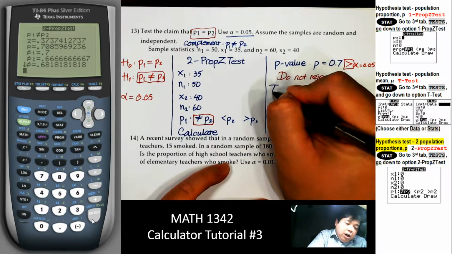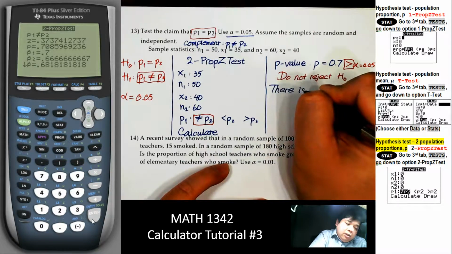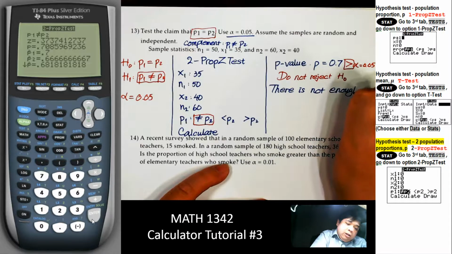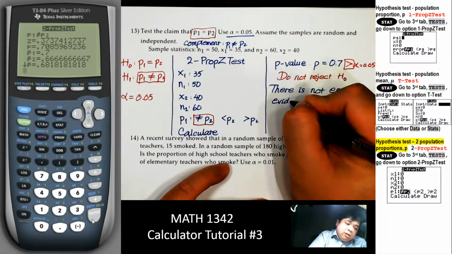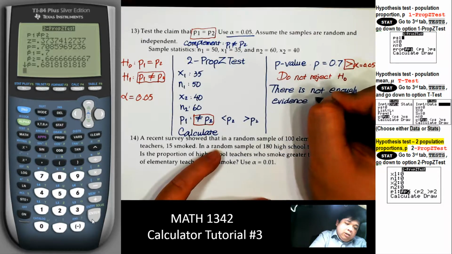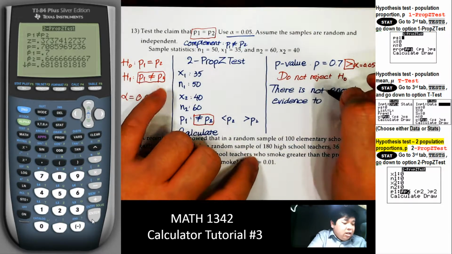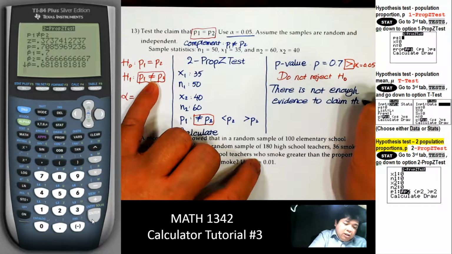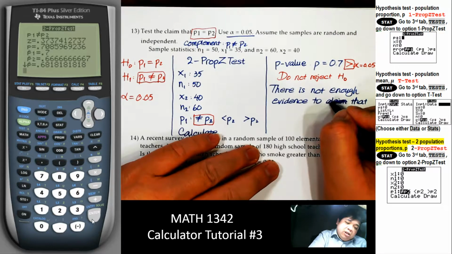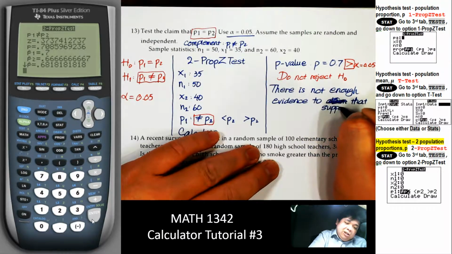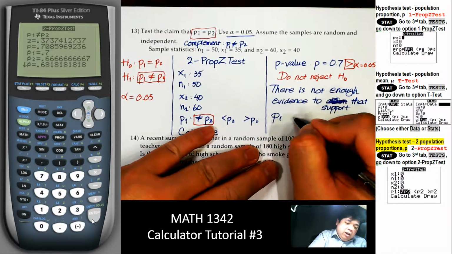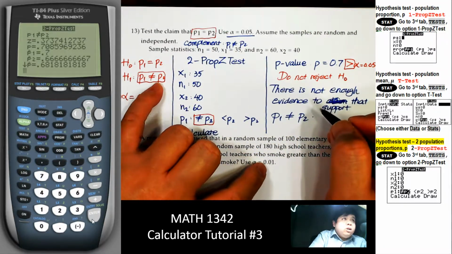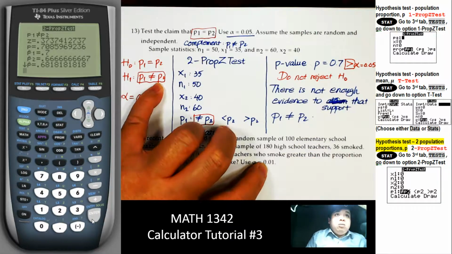Right. So we write there is not enough evidence to claim that, to support that P1 is not equal to P2. We always support or not support the alternative hypothesis.